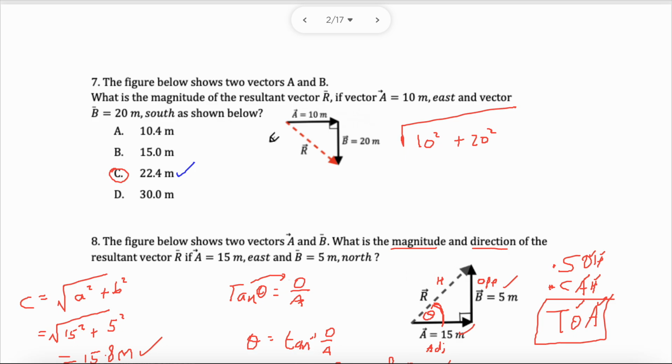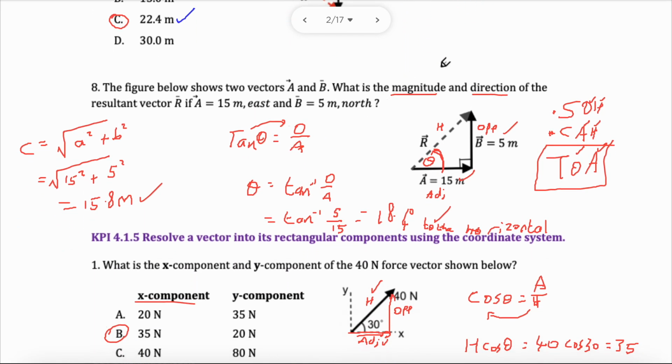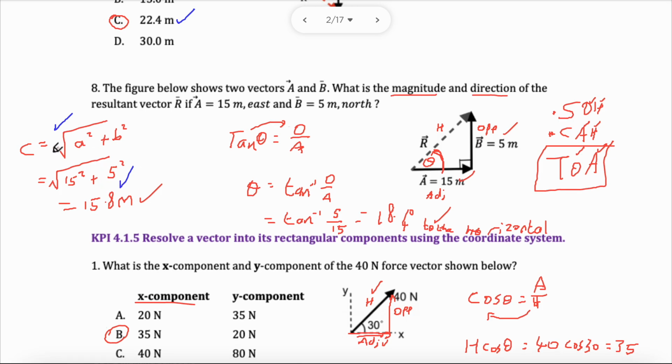So another Pythagoras example. Question number 8, we're having to find the magnitude and the direction. So the magnitude is the same as before. C is square root of a squared plus b squared, 15 squared plus 5 squared, 15.8. That is the magnitude done. Next, we need the direction.